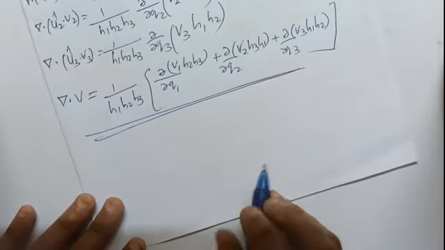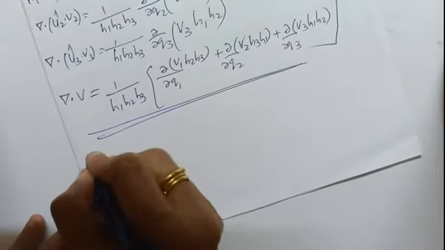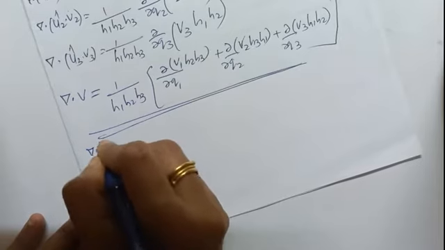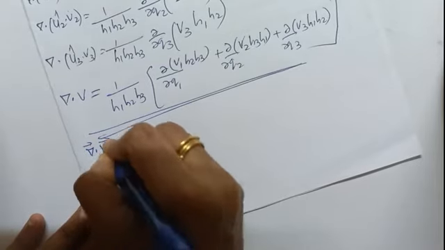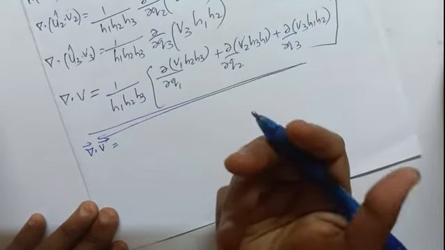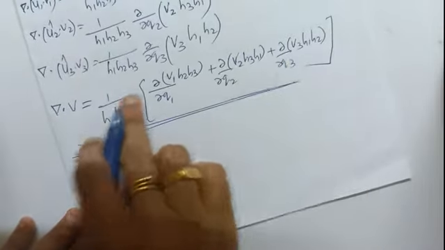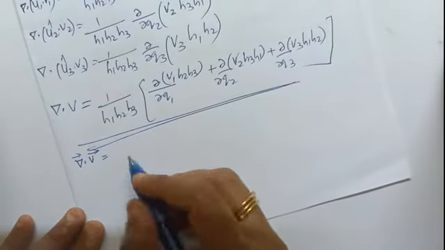Divergence is applicable only for vectors, or only vectors have this property. So divergence of V, we have taken V as the vector. I am just saying a simple method of finding the divergence. We have already found the expression and written it like this. There is another simple method.